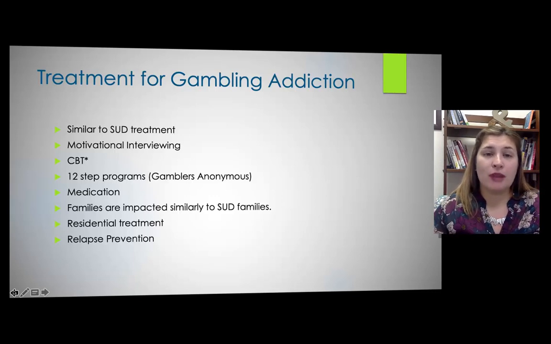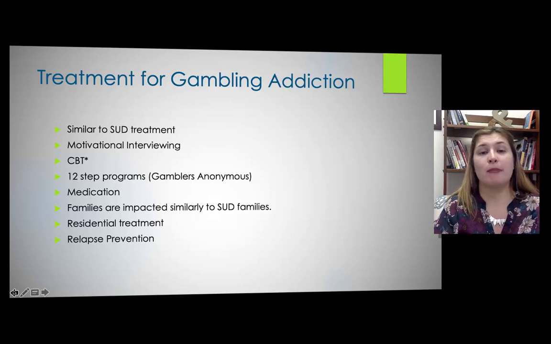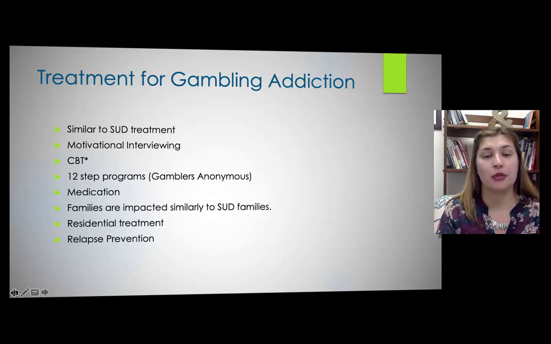There are also a few residential treatment centers that work specifically with gambling disorders, where you can actually go into a residential treatment center in order to get therapy, group therapy, counseling, and all of those things in order to help you maintain sobriety from gambling. And then there's also relapse prevention. So there's certain things that we want to help them deal with and help them be aware of in order to prevent them from relapsing back to their gambling disorder.